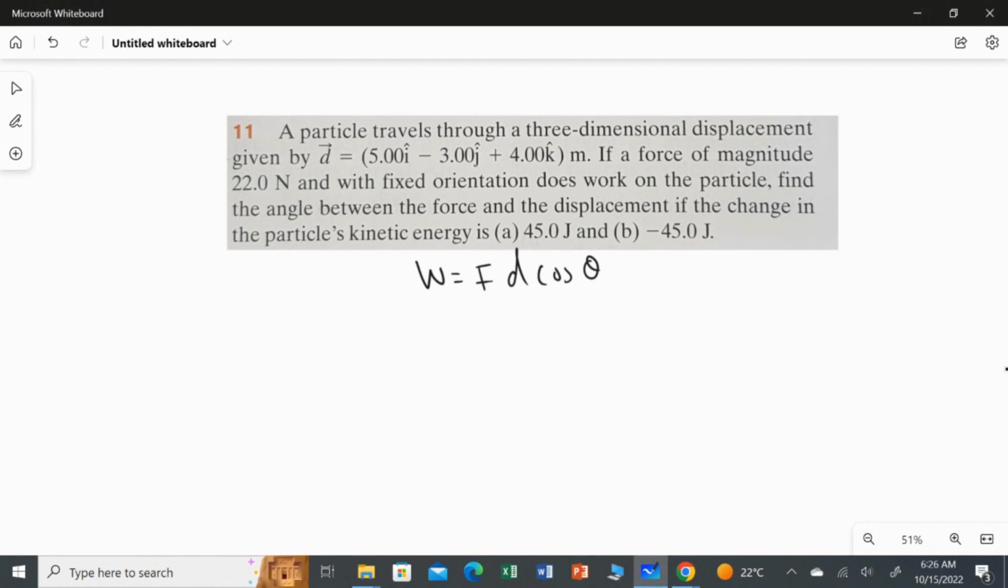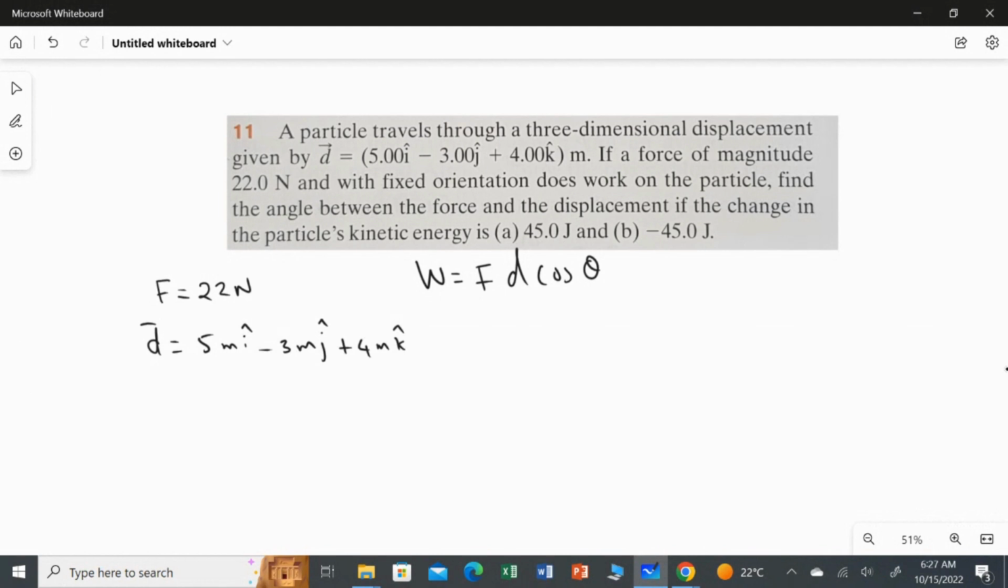Am I right? So better we write the given first. The magnitude of the force is given as 22 Newton, and the displacement vector is given as 5 meter i cap minus 3 meter j cap plus 4 meter k cap. So this is our vector equation. So by using this, we are going to find the value of this work done.